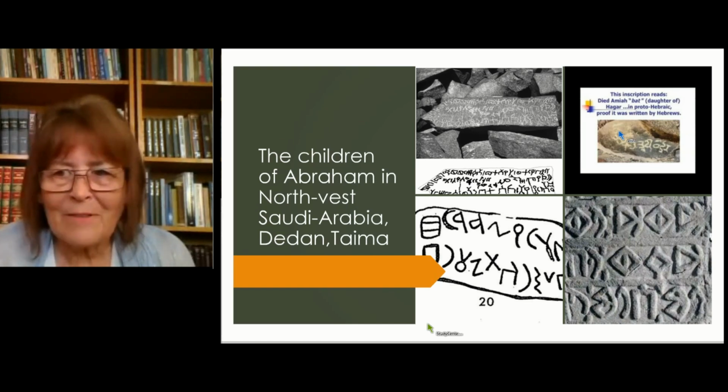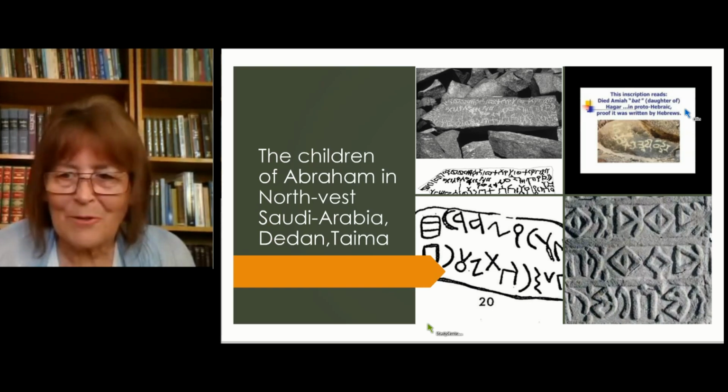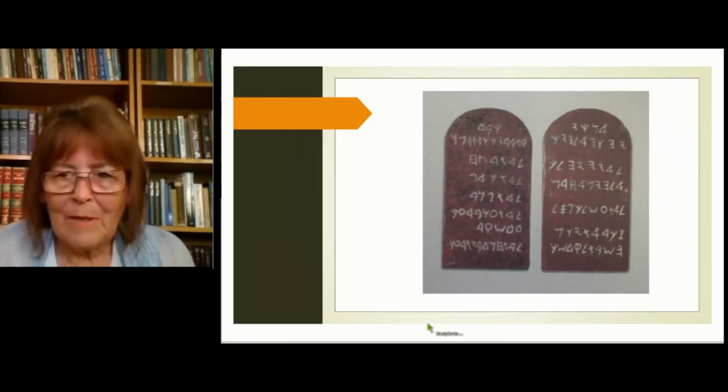But here they could translate it, isn't that interesting? Died Amia, the daughter of Hagar. If that is the Hagar in the Bible, we don't know. There could be many others called the same. And here also you see some of the letters they started to write.